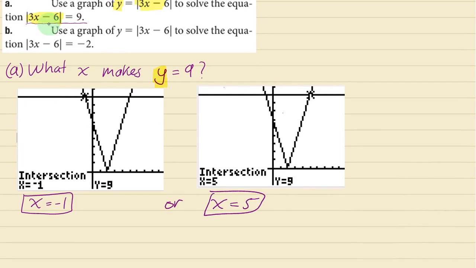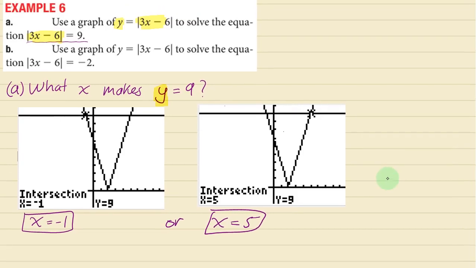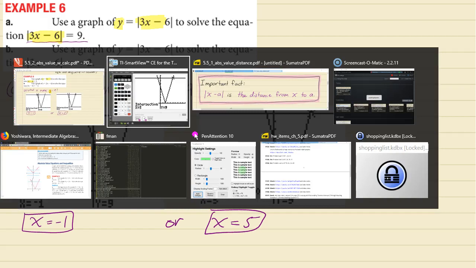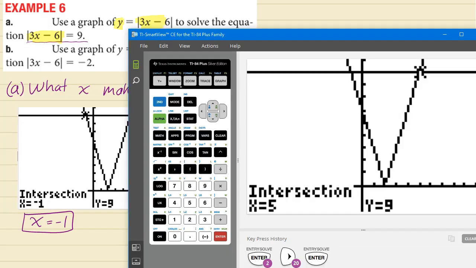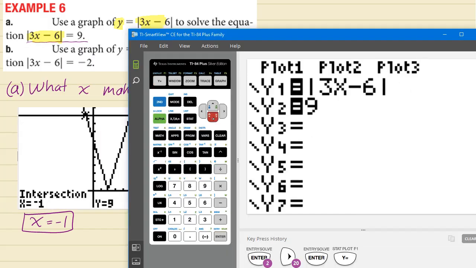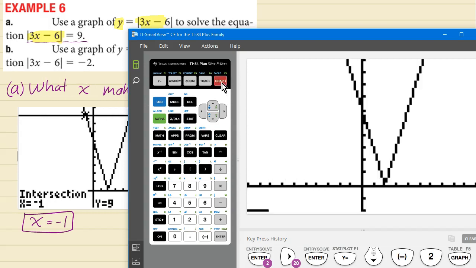So that has two solutions. For part B, let's look at that. You might know the answer already if you were paying close attention to the previous video. I mean, we can see what happens though if we go to the y equals, because we want to know what value of x makes this whole thing, the y, equal to -2 this time. So I type in -2 and look at the graph here.